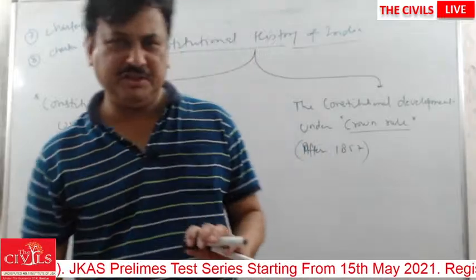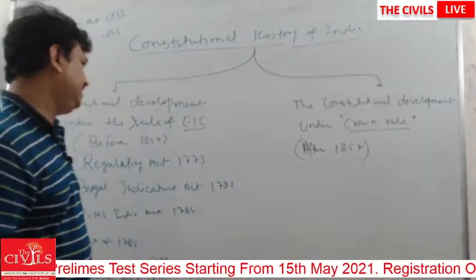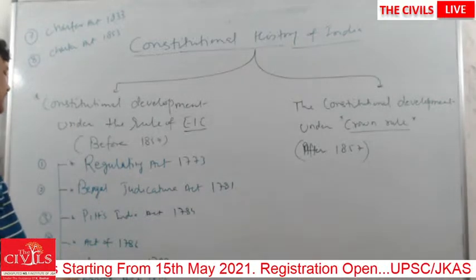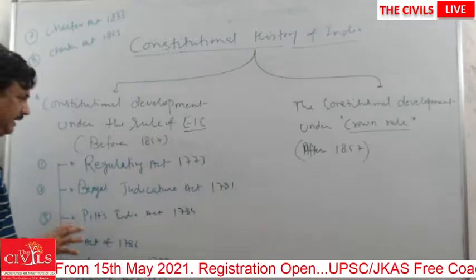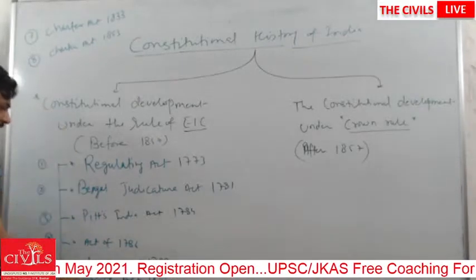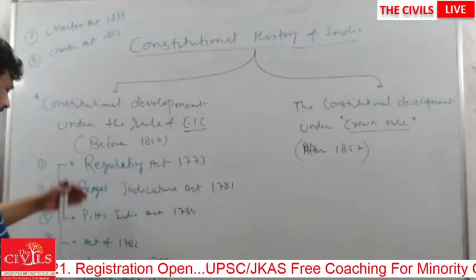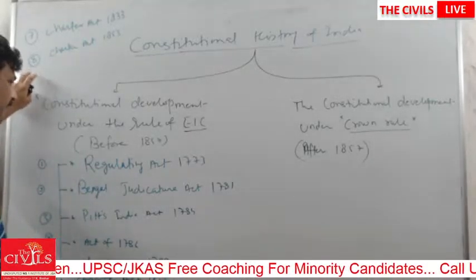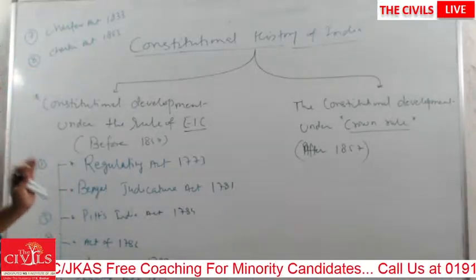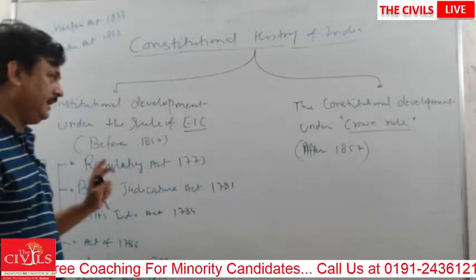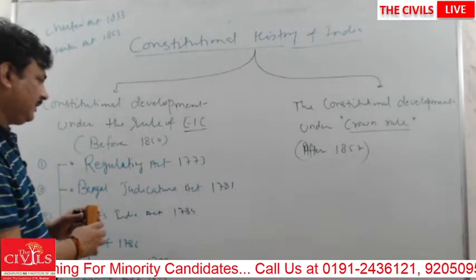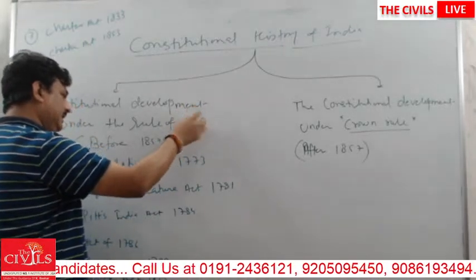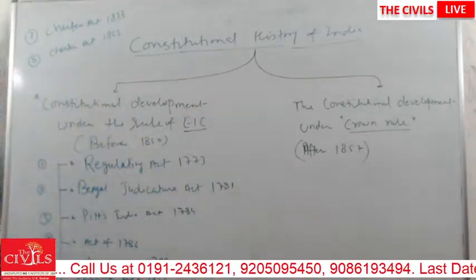then military administration and commercial administration. To regulate all these things, the British Parliament passed these following acts. I have written the acts here. So there were 8 acts passed before 1857. At that time, when these acts were passed, India was ruled by East India Company.